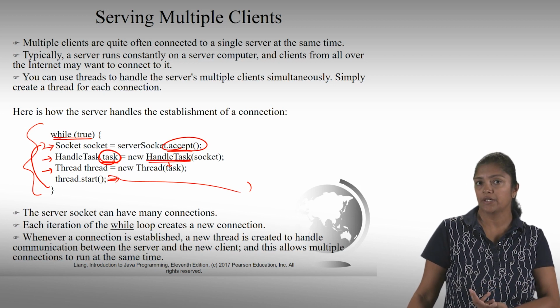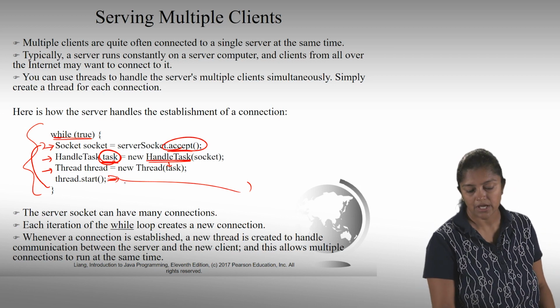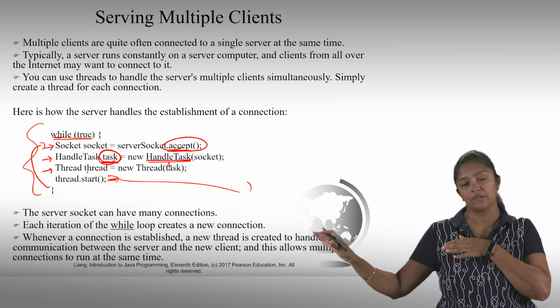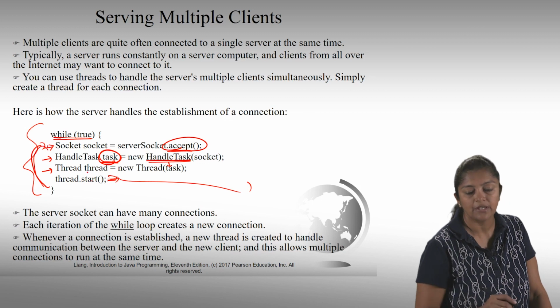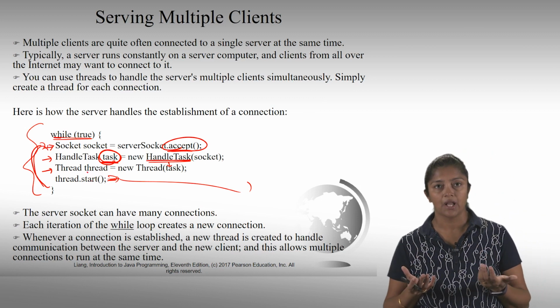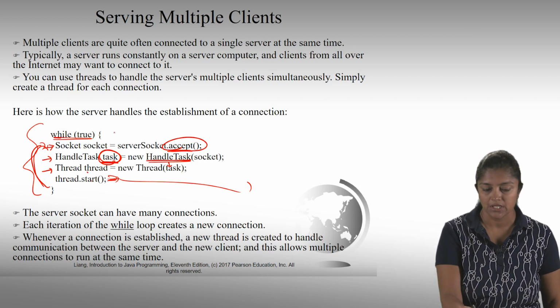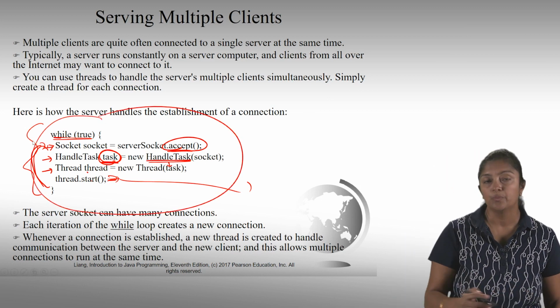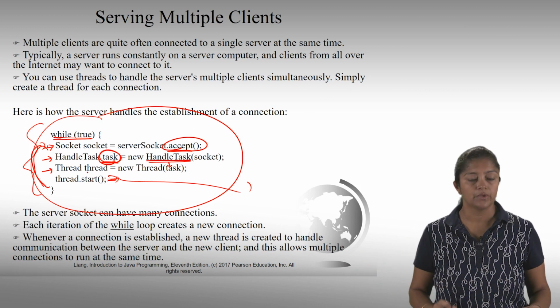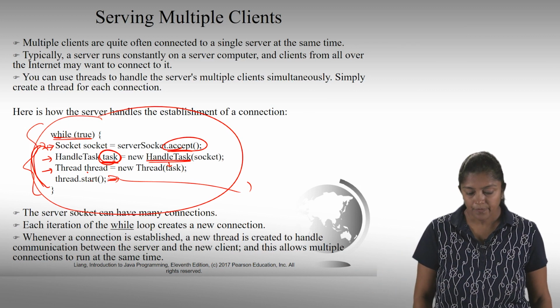Whenever the next client connection comes in, it does the same thing, creates a task object, a thread object, starts it, so it delegates it off to another thread and goes back to waiting for connections. So that's how a server that serves multiple clients is designed. It's basically sitting in this kind of an infinite loop, waiting for connections and delegating the work to threads.